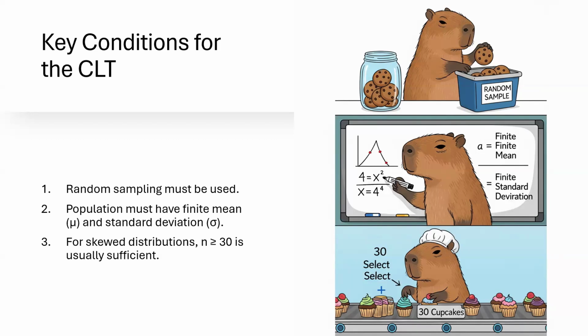Third, the sample size, n. If the population is already normal, any sample size works. But if it's skewed or has outliers, we usually want n to be greater than or equal to 30. This is why survey researchers, engineers, and scientists often aim for larger samples to reduce the effect of irregularities in the population and activate the power of the CLT.